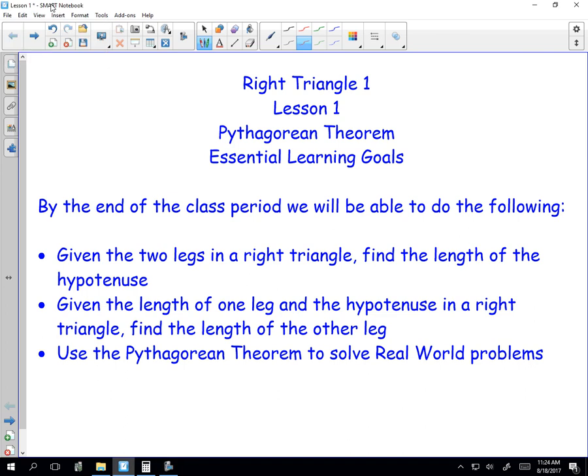We're going to start our work with right triangles, lesson 1, and we're going to focus today on the Pythagorean theorem. So by the end of this lesson, you'll be able to, given two legs of a right triangle, find the length of the hypotenuse. Given the length of one leg and the hypotenuse, find the length of the other leg. And then we'll also use the Pythagorean theorem to solve some real-world situations.